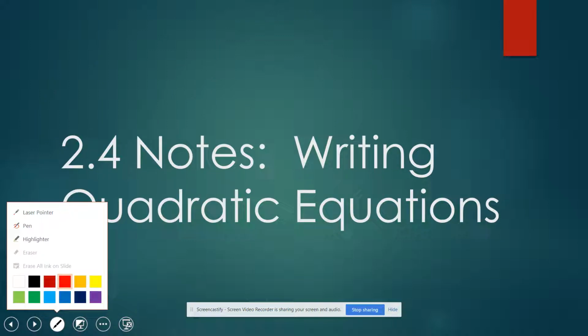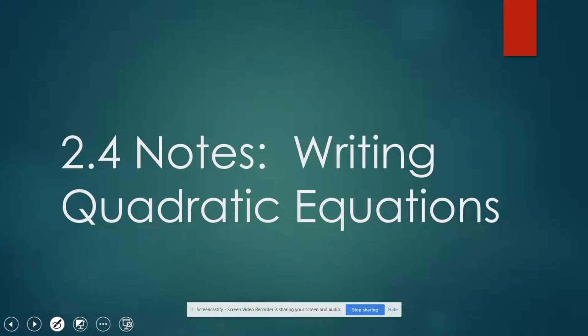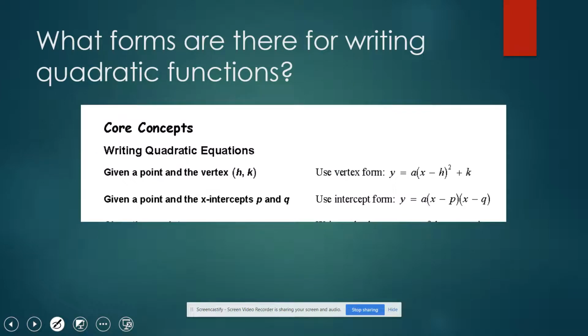We are finishing chapter 2 with our section 2.4 notes on writing quadratic equations. So up to this point, similar to the way that we were talking about in section 2.0, we've been given the equations in standard form, vertex form, or intercept form. And we've been graphing them, finding their vertex, axis of symmetry, and all that good stuff. So now we're working backwards. Now they're going to give us information, and we need to be able to fill in the equation.